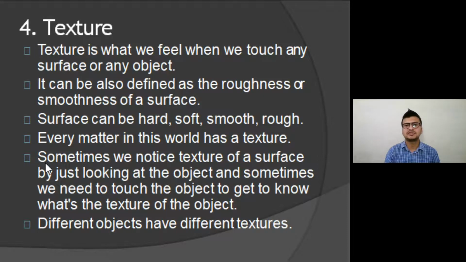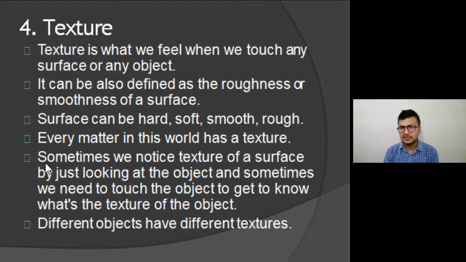Coming to the fourth element of design, that is texture. Texture is what we feel, as I have already discussed. When we look at something, touch it and feel it, we know it is the real thing. So texture is what we feel when we touch any surface or object. It can also be defined as the roughness or smoothness of the subject. When we touch something, we can feel if it is smooth or rough.